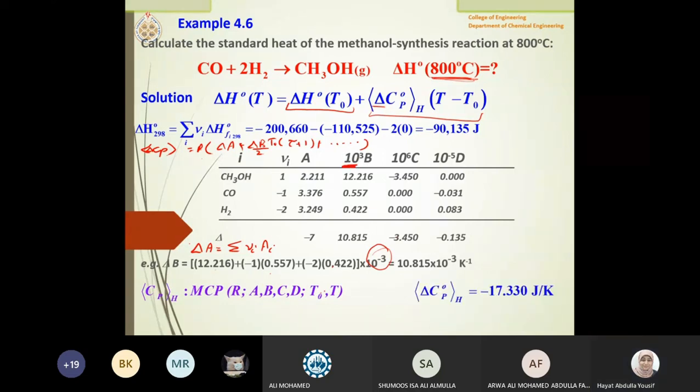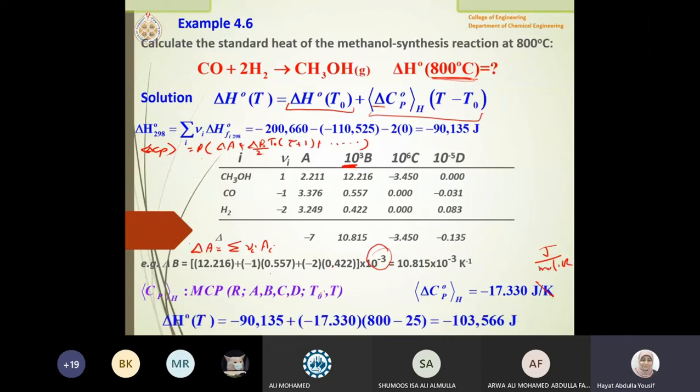This will give you the CP mean. Here, he put the CP mean as joule per Kelvin, not joule per mole Kelvin, considering that in his substitution he's using the moles, not the stoichiometric number. I would say it's supposed to be joule per mole Kelvin. So now it's just the last step, direct substitution. 90,135 is this term, which is delta H naught at 298. Here is the CP mean that I calculated, and here is delta T. The final answer I will keep in joule per mole.